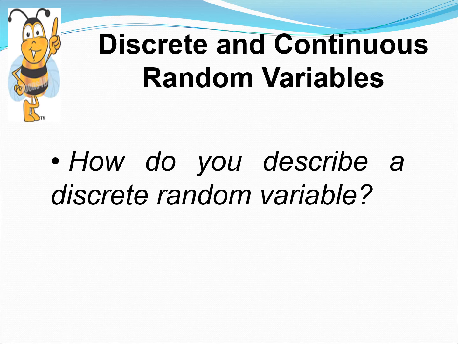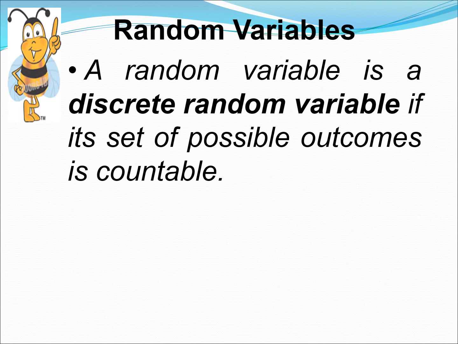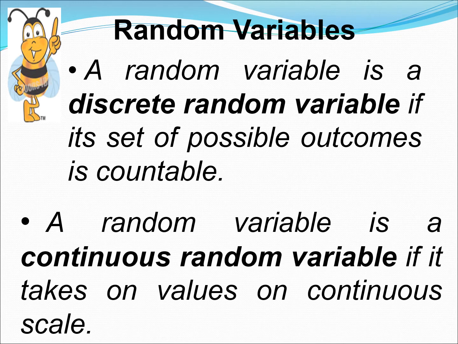Now, we have two types of random variables. How do you describe a discrete random variable? And how do you describe a continuous random variable? A random variable is discrete if its set of possible outcomes is countable. If you can count the number of possible outcomes of a random variable, that is what we call discrete. A random variable is continuous if it takes on values on a continuous scale.